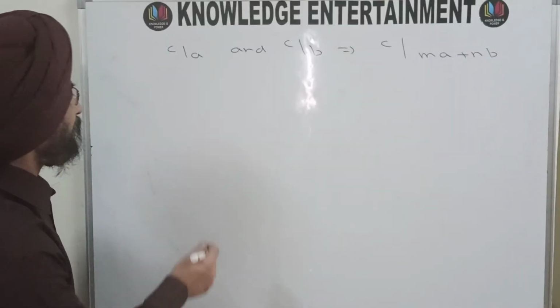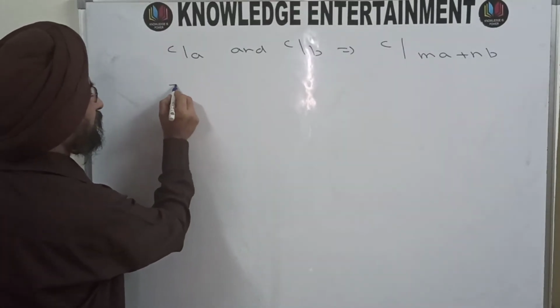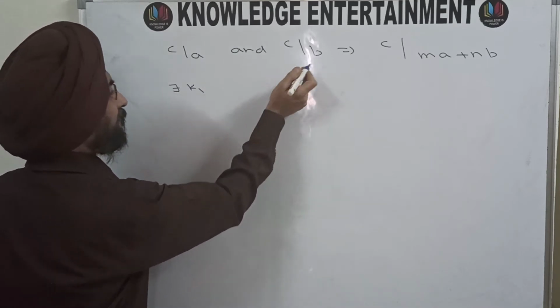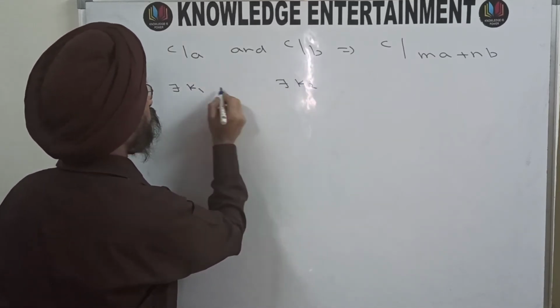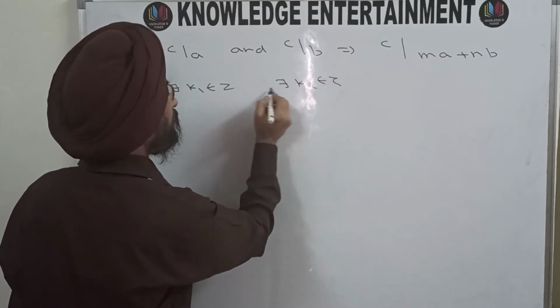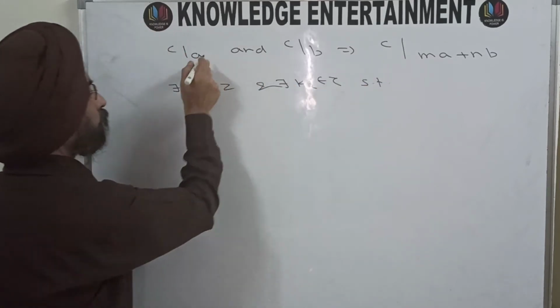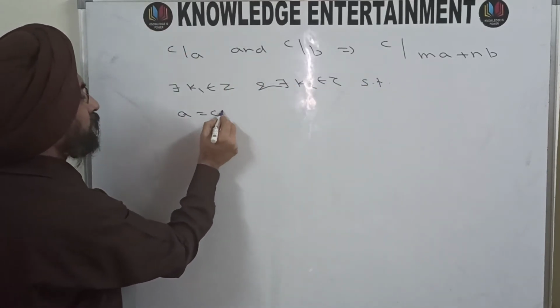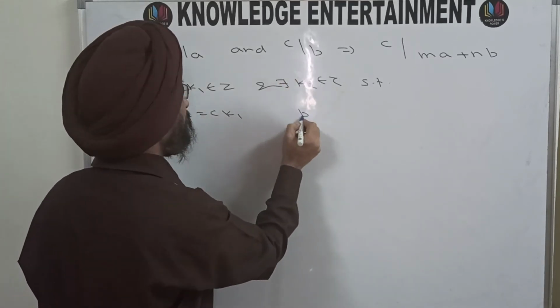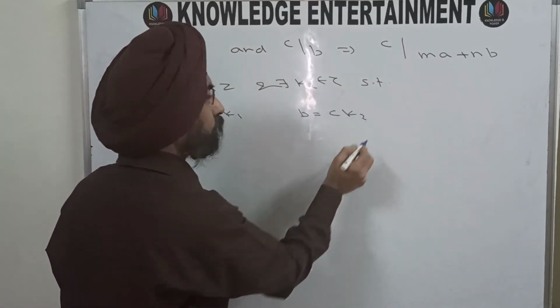The proof is easy. C divides A, so that means there exist K1 and K2, both integers, such that from here you will get A is equal to CK1, and from here you will get B is equal to CK2.